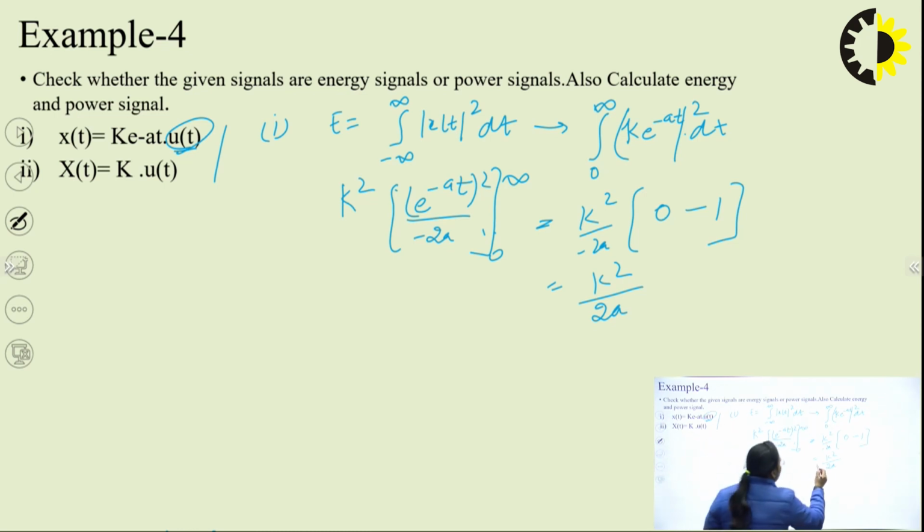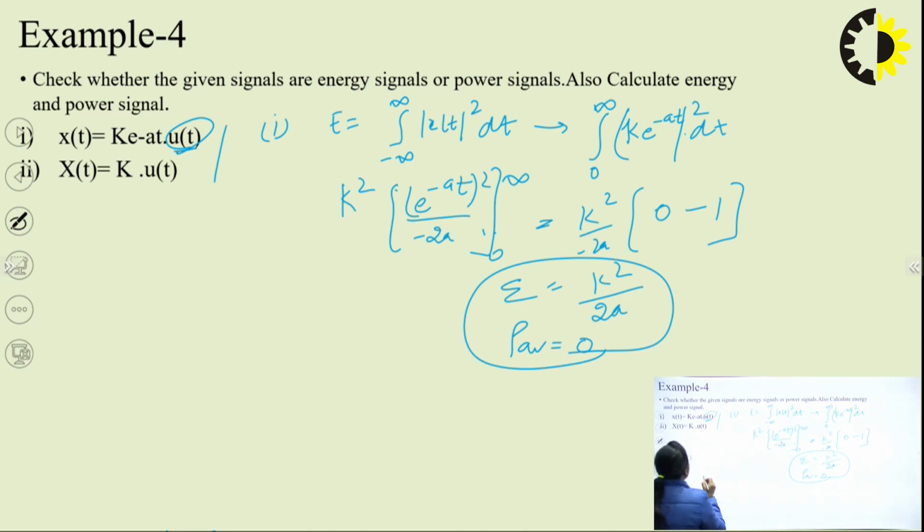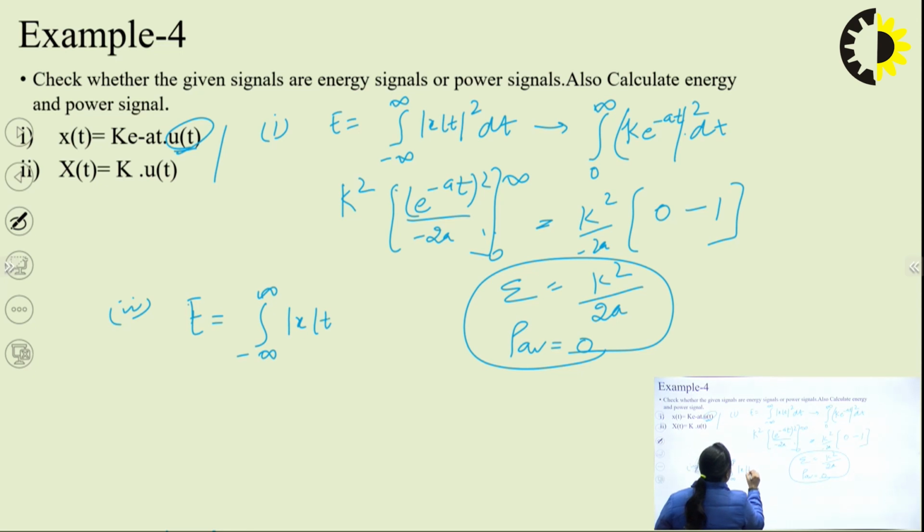So this will be the energy signal. Since it is an energy signal, it must have the average power equal to 0. And similarly, this signal is an energy signal. Now for another one, let me find out the energy again. Minus infinity to infinity x(t) whole square. Again here, due to this u(t), the limit will change to 0 to infinity, right?